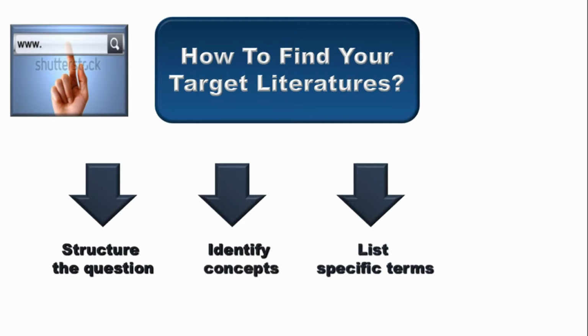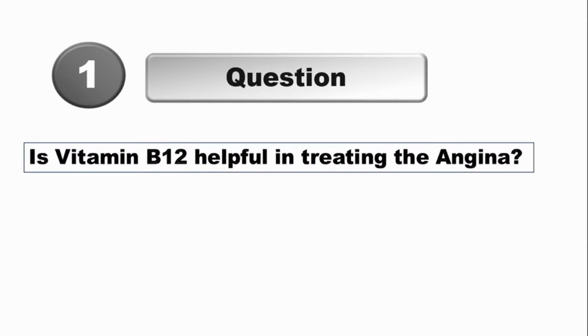Now you need to list specific terms for each concept. Finally you need to use Boolean. Let's now give an example. My question: is vitamin B12 helpful in treating the angina?